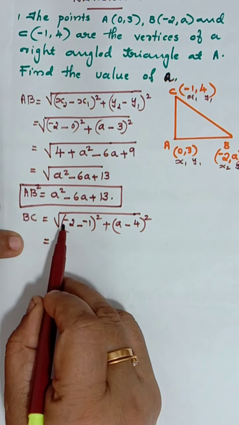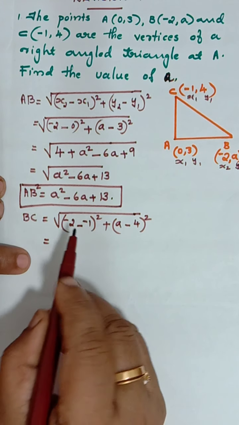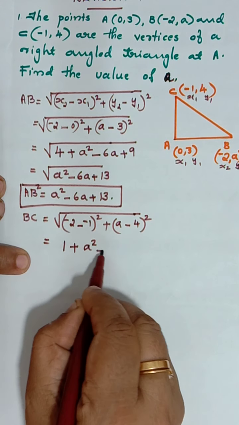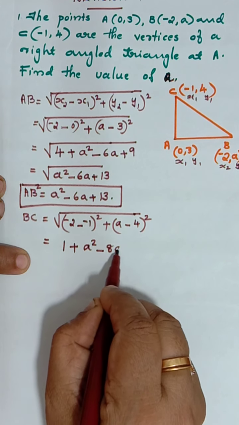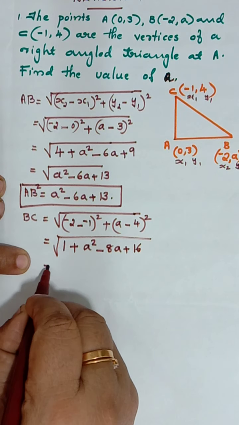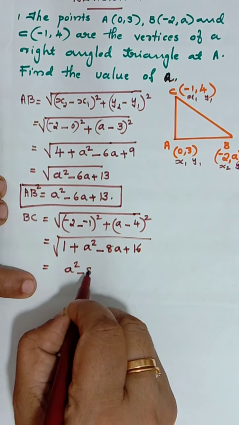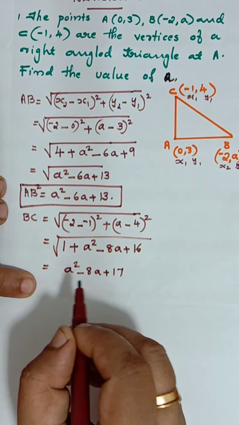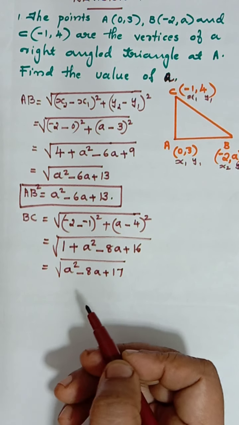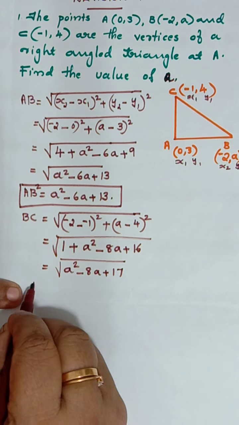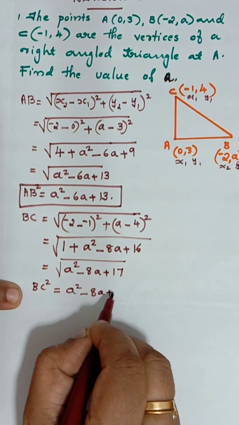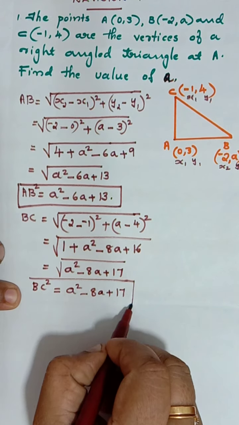Negative 2 plus 1 is negative 1, whole square is 1, plus (a minus 4) whole square: a square minus 2ab, 2 fours are 8a, plus 4 square is 16, under the root. Therefore, arranging it, a square minus 8a plus 17 under the root. Now squaring on both the sides, BC square is equal to a square minus 8a plus 17. We got the second point also.